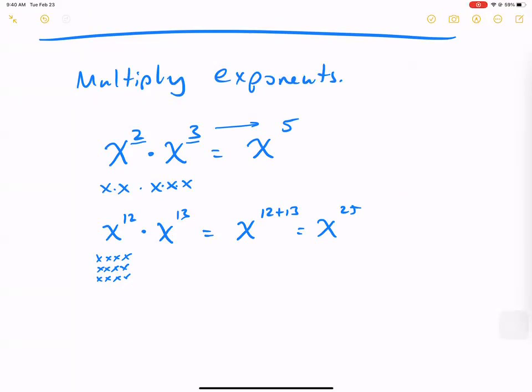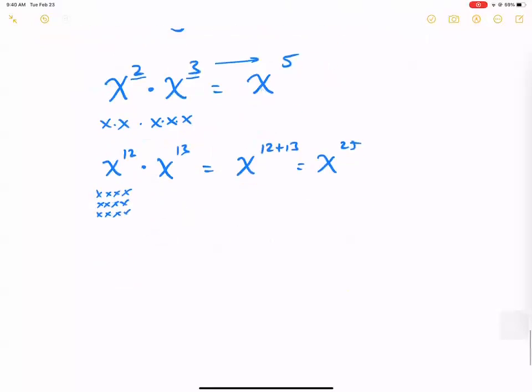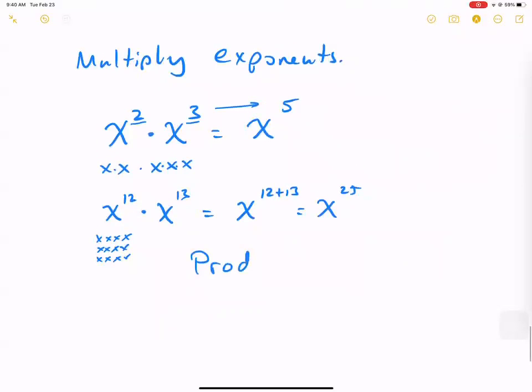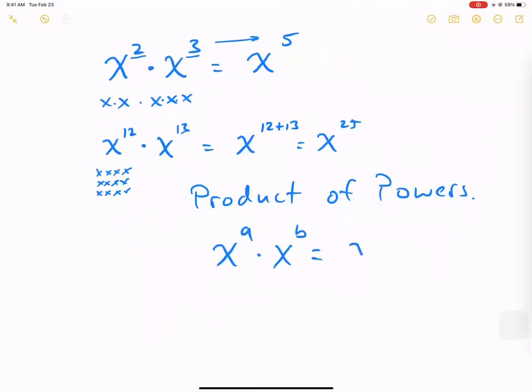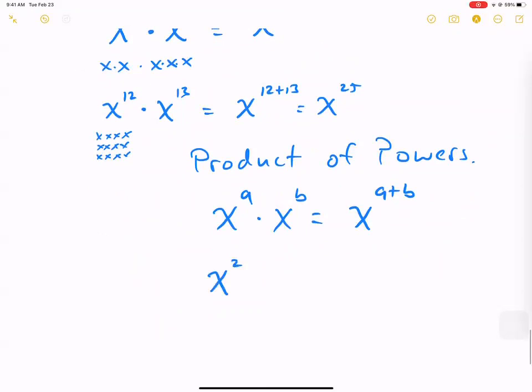How do I do that? We have this new rule, and the rule is called the product of powers. Product of powers says if I'm multiplying, that's letter A, and B, we combine them by saying x to the A plus B, no matter what it is. If I give you a problem, x squared times x to the y, we don't know what y is, but we can still say x to the 2 plus y. You can always add exponents together if you're multiplying powers of the same base.